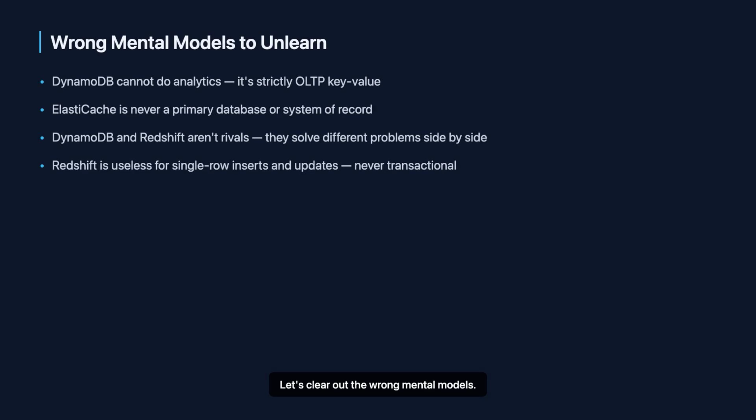Let's clear out the wrong mental models. First, DynamoDB cannot do analytics, it's strictly transactional key value, so anything framing it as the reporting solution is wrong. Second, ElastiCache is never a primary database or system of record, it's a caching layer, and the durable truth lives elsewhere. Third, don't think of DynamoDB and Redshift as rivals, they're not competing options. DynamoDB is the system of record running the live app, Redshift is the system of insight analyzing it, and mature teams run both side by side. And finally, Redshift is useless for single-row inserts and updates, so never use it as a transactional database.